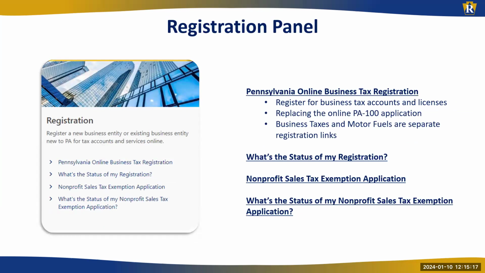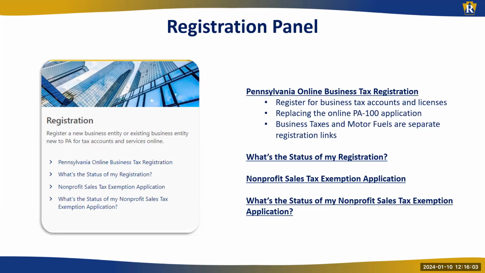So the next panel is our registration panel, which I mentioned before. One thing I do want to mention is that this option is for those businesses who do not have a tax account registered with the Department of Revenue. If you are an existing entity who is just trying to add additional tax accounts, there is an option to do that while logged in, which we will cover later on. However, if you are brand new and just getting started, you will use the Pennsylvania Online Business Tax Registration hyperlink right on the homepage. Once that is completed, you will receive a confirmation code, which you can use to create your myPATH profile or even check the status of your registration.